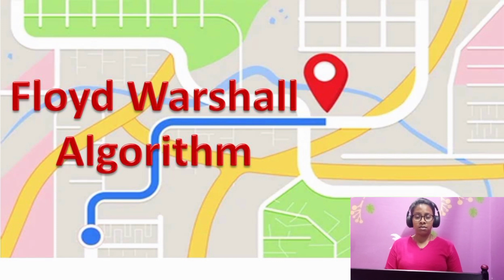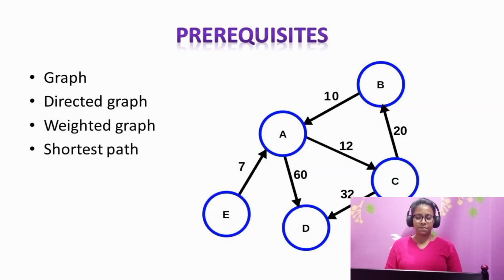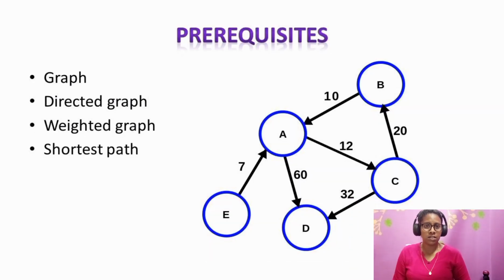Before getting into it, let's look into some of the prerequisites that are needed. Graph. As you could see in this picture, this represents the graph where A, B, C, D are the nodes and we see the edges connecting these nodes. In a directed graph, the edges are given directions. In a weighted graph, the edges are given weights. So the graph that you could see here is a directed graph as well as a weighted graph.